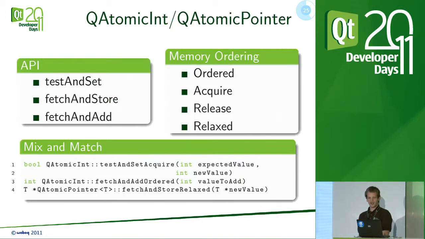So this is the API. It's basic. So we have two classes, QBasicAtomicInt and QAtomicPointer. And those classes are very similar. They all have a set of functions, which is composed by a function like test and set, and associated with a memory ordering. So you mix and match, and you get, for example, test and set acquire, fetch and add ordered. So you have all those combinations.